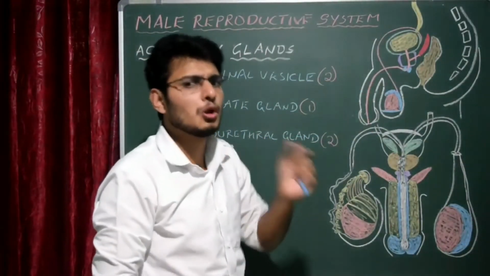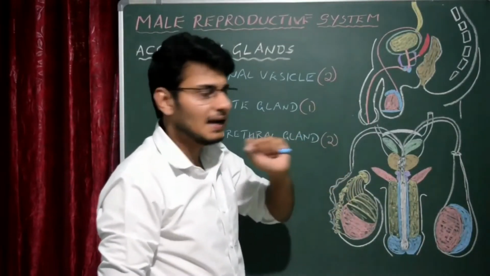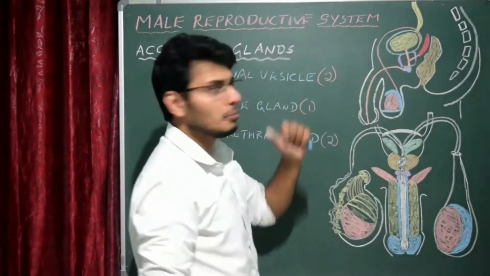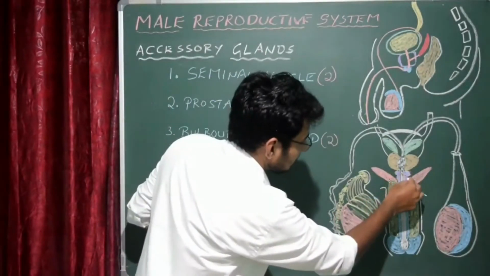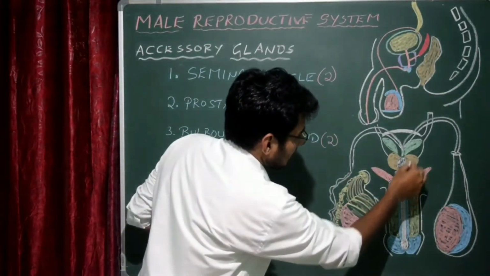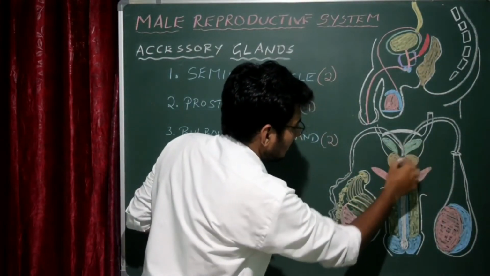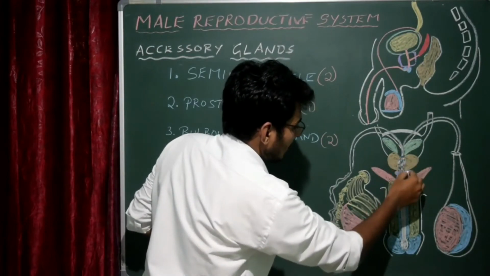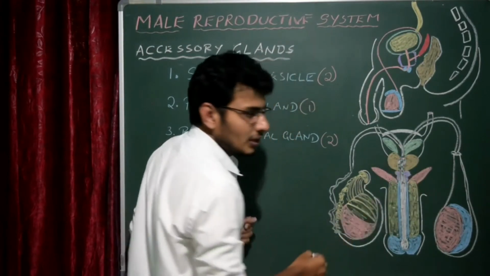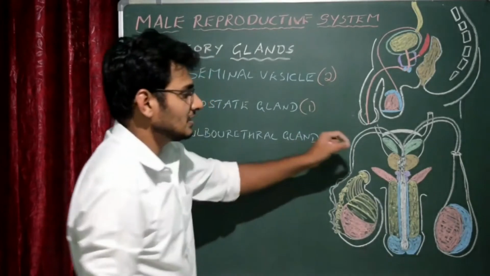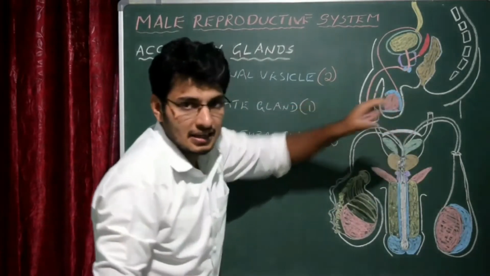It is pronounced as bulbourethral gland, and it is situated just below the prostate gland. You could see here, this is the bulbourethral gland. Seminal vesicles, two are there; only one prostate gland is there; and a pair of bulbourethral glands is there. So that is where exactly they are present.